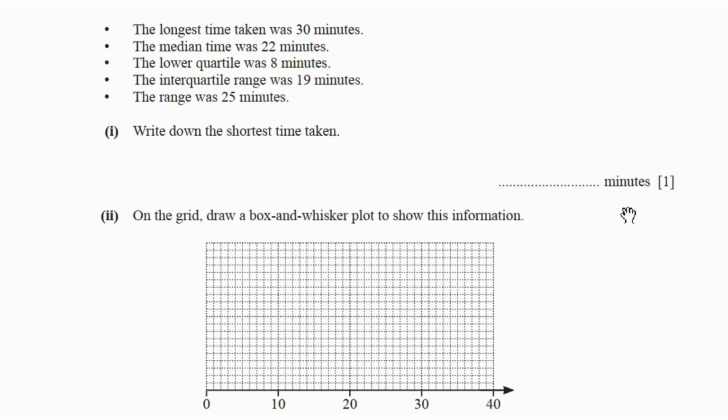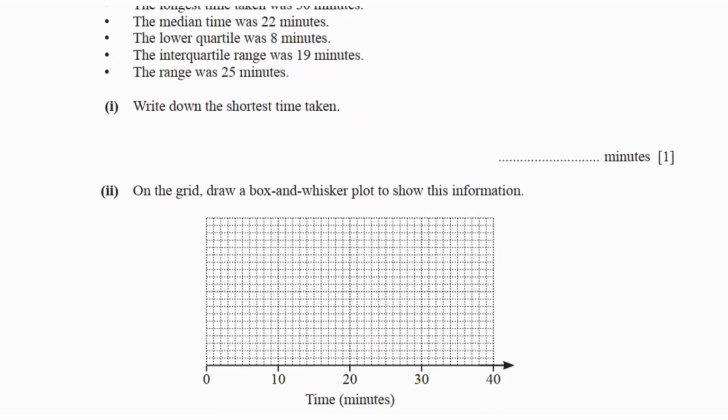So for this, minimum was at 5. So 1, 2, 3, 4, 5. This is our minimum point, and maximum is 30. Maximum point. Then median is at 22. Lower quartile is at 8.